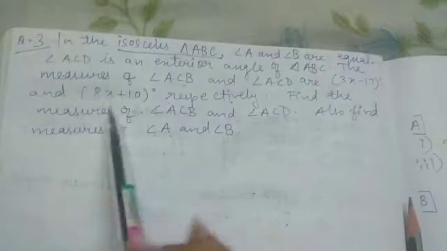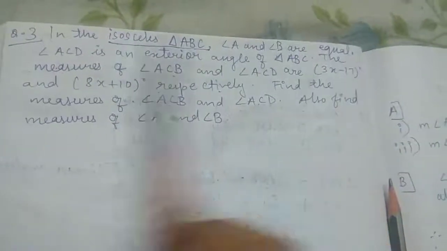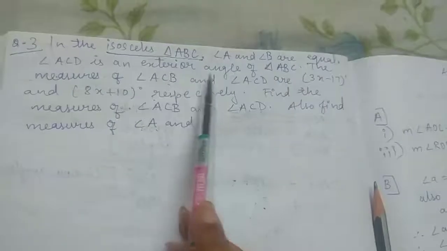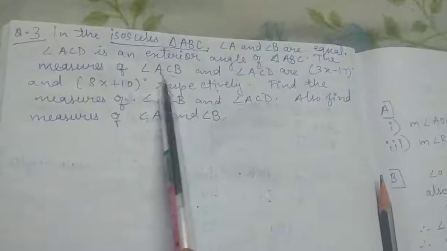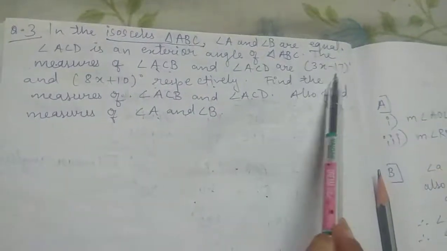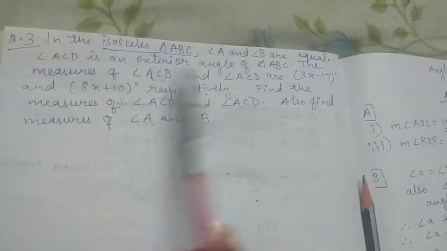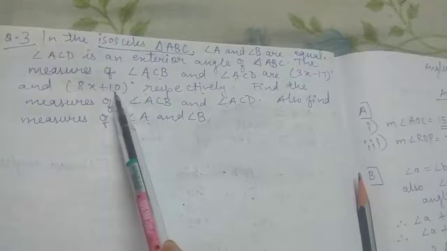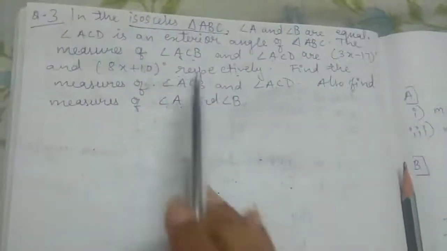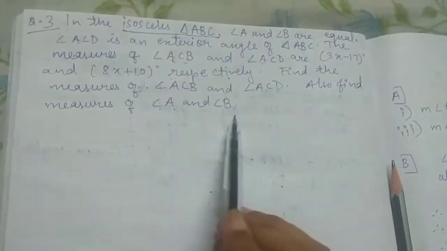Okay, third question. In the isosceles triangle ABC, angle A and B are equal. Angle ACD is an exterior angle of triangle ABC. The measures of angles ACB and ACD are 3x minus 17 degree and 8x plus 10 degree, means ACB is 3x minus 17 and ACD is 8x plus 10. Find the measure of angle ACB and ACD. Also find measure of angle A and angle B.